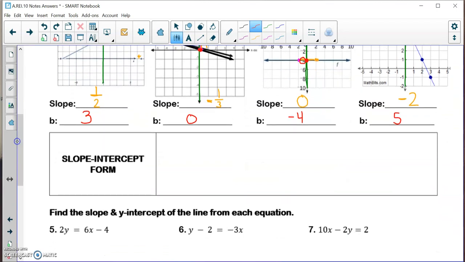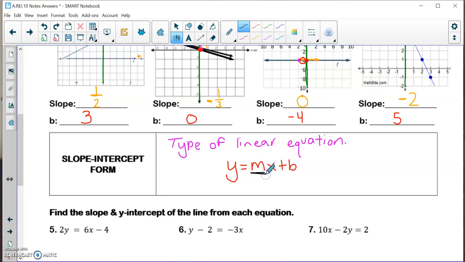All right, now we're going to start to learn about forms of linear equations. So slope-intercept form is a type of linear equation. We're going to learn about 3 types of different linear equations in this unit. And this is in the form of y is equal to mx plus b. So m, remember, is your slope. So in slope-intercept form, your slope is your coefficient of x. And remember, b is your y-intercept.